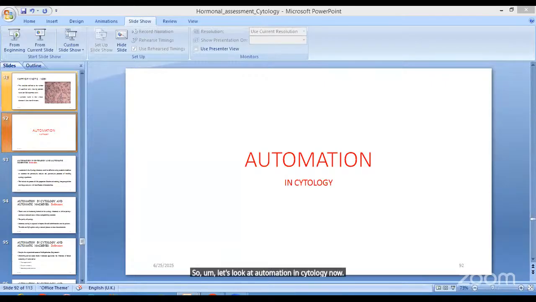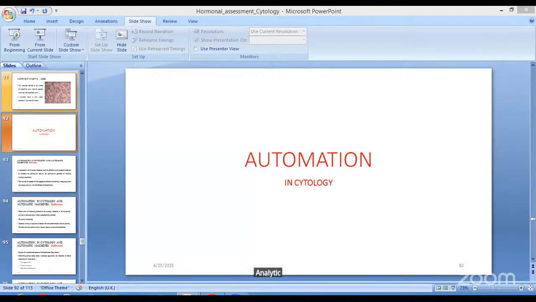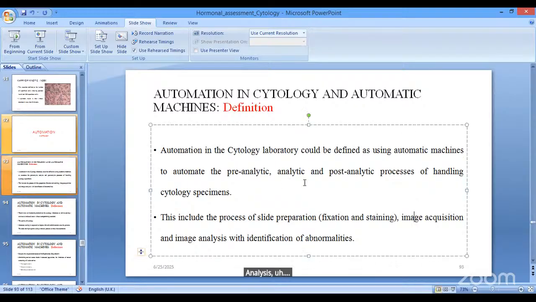Automation in the cytology laboratory could be defined as using automatic machines to automate the pre-analytic, analytic, and post-analytic processes of cytological specimens. This includes the processes of sample collection, fixation, image analysis, scanning images, identification, etc.